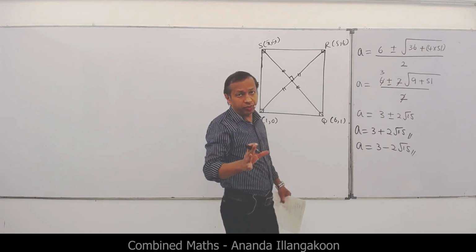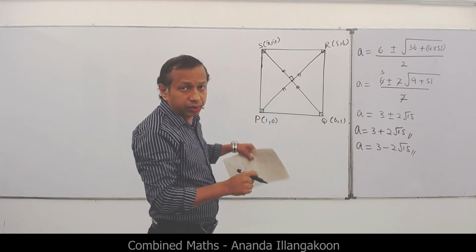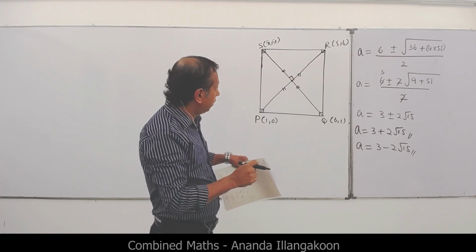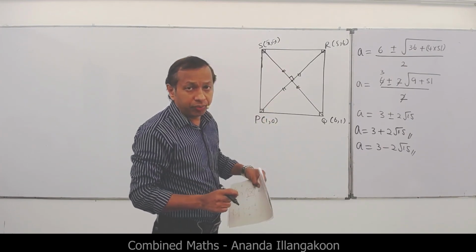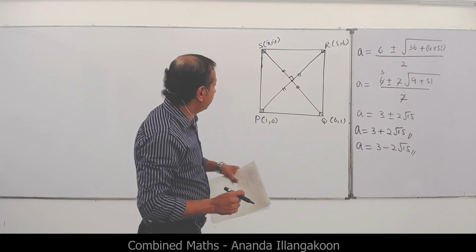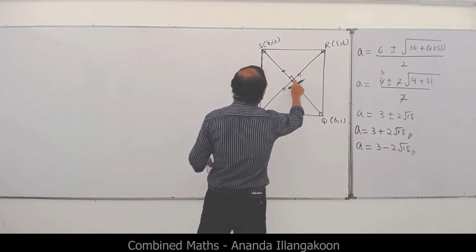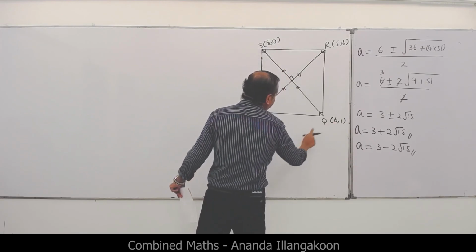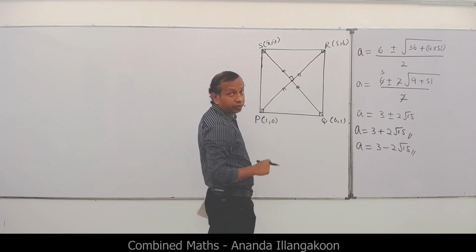In coordinate geometry, we know how to write the midpoint coordinates. Adding the x coordinates and dividing by 2, we get the x coordinate of the midpoint. Adding the y coordinates of the 2 points and dividing by 2, we get the y coordinate. So this point's x coordinate we can write in 2 ways: x bar plus 6 divided by 2, and the same x coordinate you can write as 1 plus 5 divided by 2.